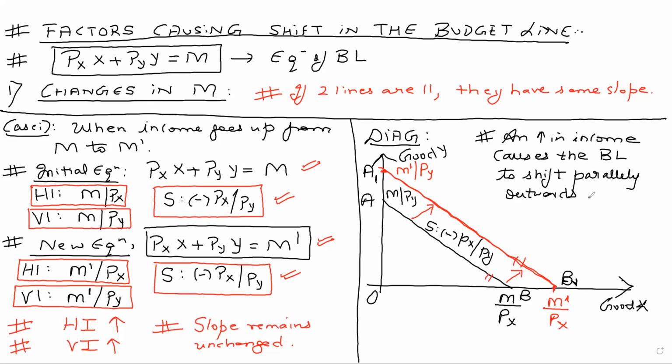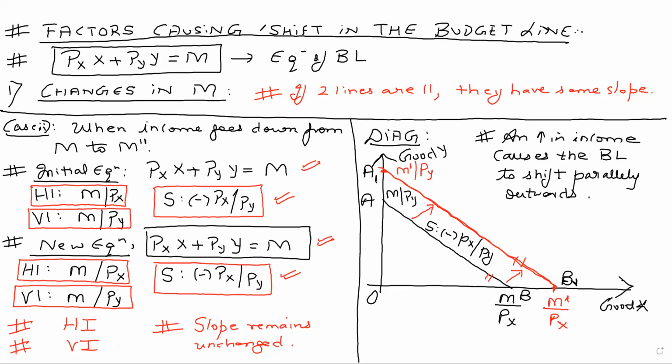Now guys, exactly the opposite is going to happen when income goes down. Okay, so if I make the required changes, suppose the income goes down from M to M double dash. This is case 2. Okay, what is going to be the required change? Let's go through it, guys. You can see the initial equation will remain unchanged. HI, VI and slope will remain unchanged.